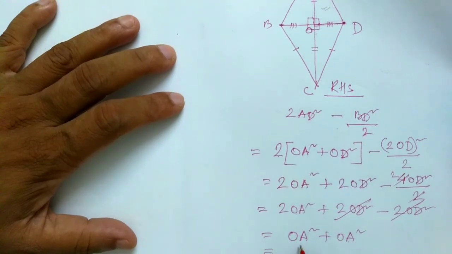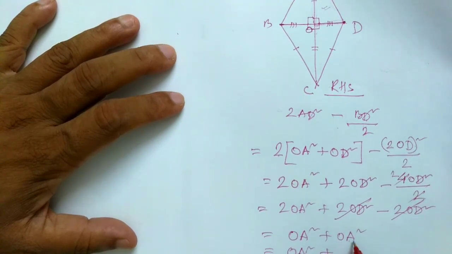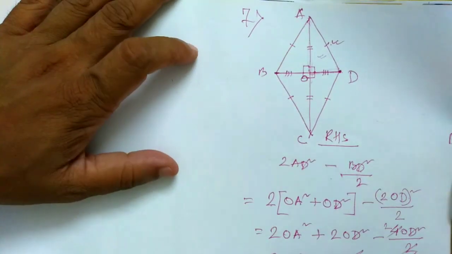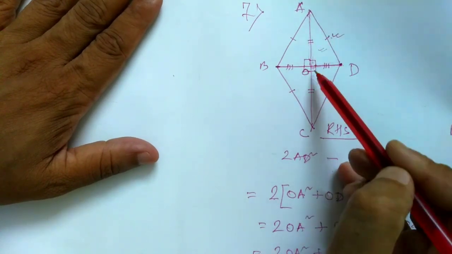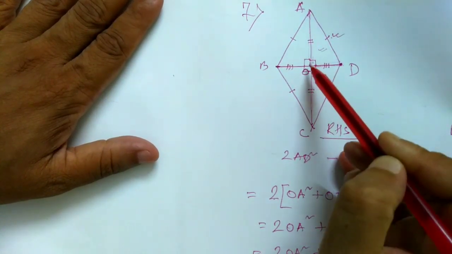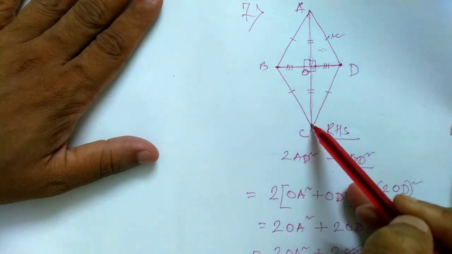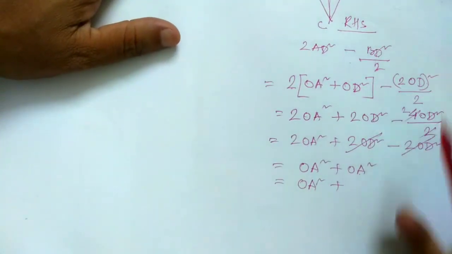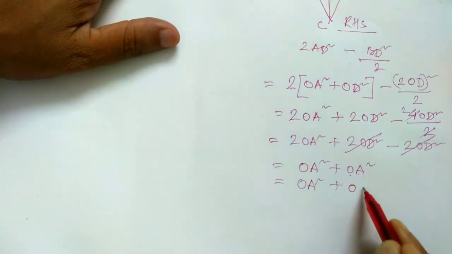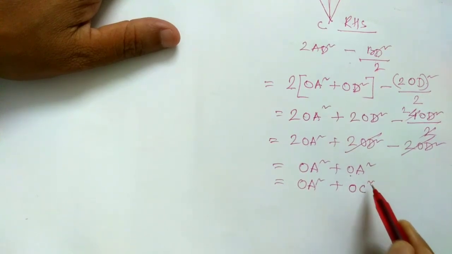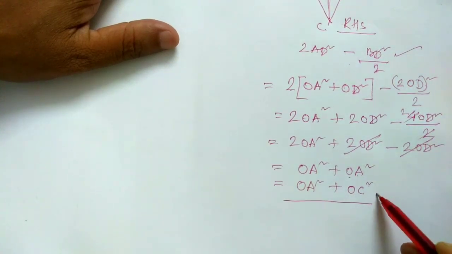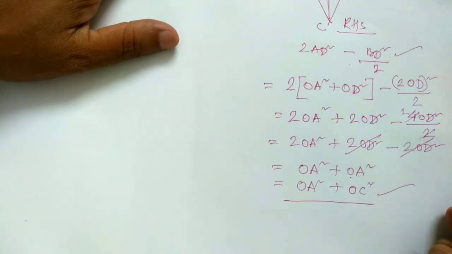Now instead of this OA square, I will keep it OA square plus, instead of this OA, I told you in the beginning that for a rhombus, this section and this section are equal. I mean OA equal to OC. So instead of OA, I can write OC. So that is what I am going to do now. Instead of OA, I will write OC square. Understood? So you see, we started from our right hand side and we got our left hand side. So the sum is proved.